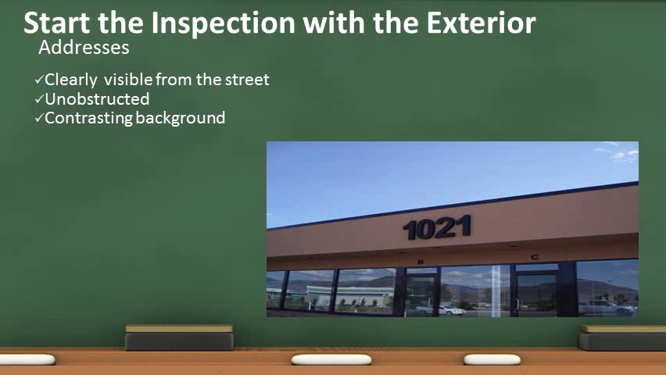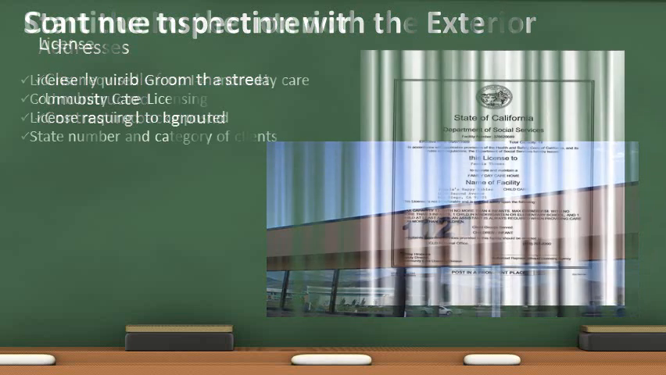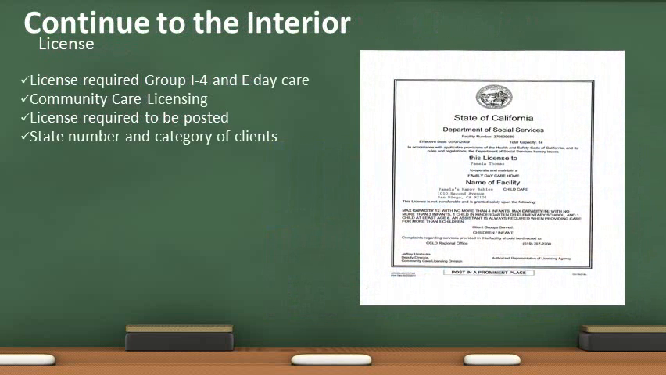Let's start the inspection. The address must be clearly visible from the street on a contrasting background and not obstructed. Continue the inspection to the interior and look for the license issued by the state of California. All I-4 and E daycare facilities are required to be licensed. The FCIP advisor will conduct the initial inspection and annually inspected by operations staff.